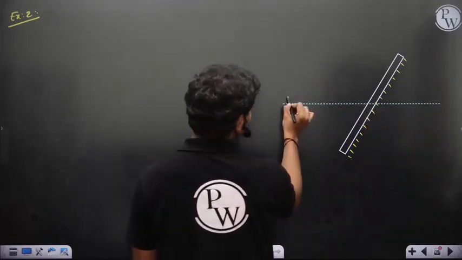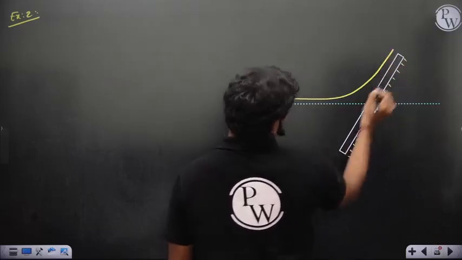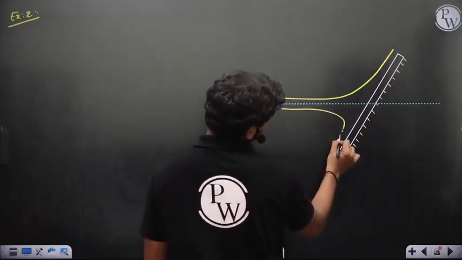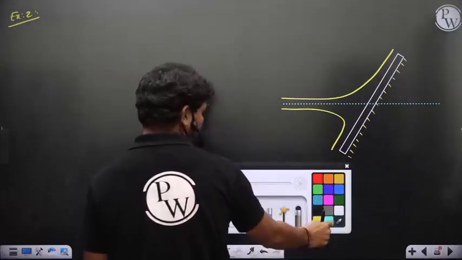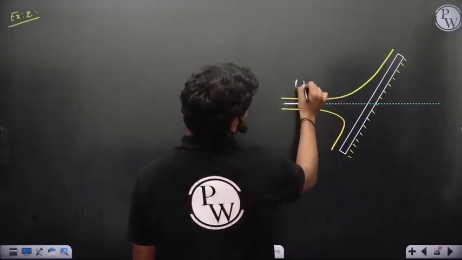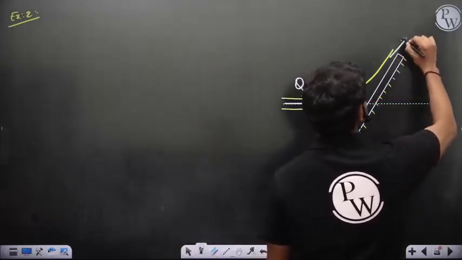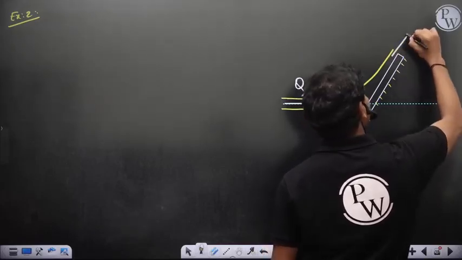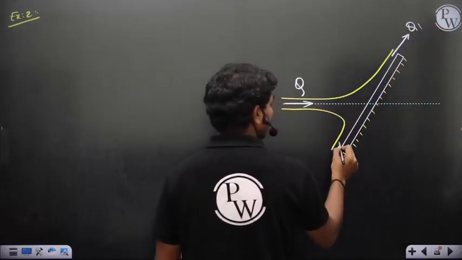So now suppose the fluid goes like this. This is the total discharge Q, and the density is constant everywhere. So let's talk in terms of discharge. This is Q. Suppose here it is Q1, and here Q2.